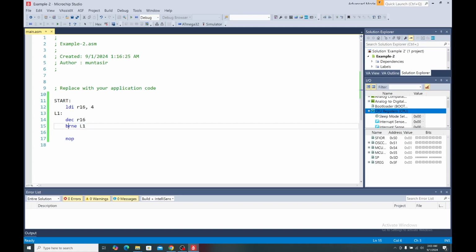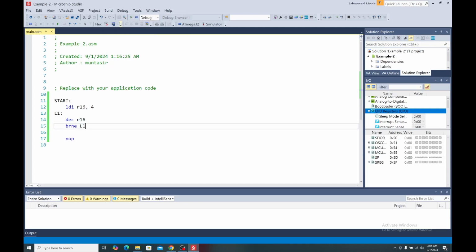Then the next instruction is executed, and if the result in the ALU is not equal to 0, then it branches, and as we're telling it to branch to L1, it goes back here and this instruction gets executed. The DEC R16 represents to decrement the value of R16 by 1.